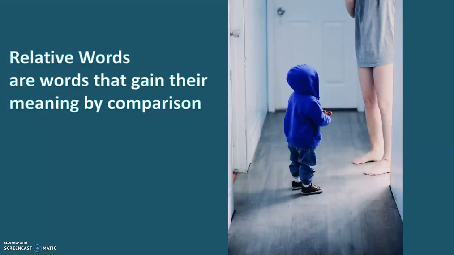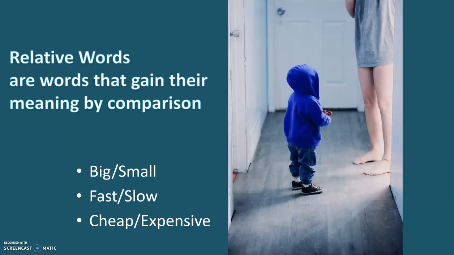Relative words. These are words that we use all the time. However, they become problematic simply because they are comparative in nature and do not hold or describe an absolute value. Here are some examples of relative words: big or small, fast or slow, cheap, expensive. Can you think of ways they become problematic when used in communication?